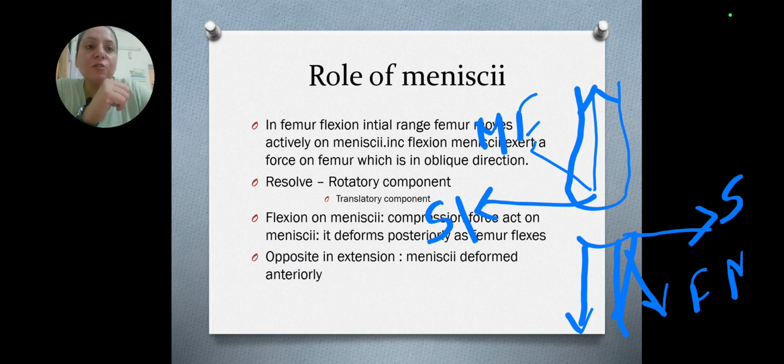So if we resolve these components, you will come to know it is oblique direction. That is the orientation of the force exerted by the menisci on the femur during flexion activity, which is oblique in nature. So we have to resolve it into two components, and when we do this we see that during flexion the compressional forces deform the posterior surface of the menisci. That is, whenever the flexion of the femur takes place on the menisci, the posterior part of the menisci is deformed, because the femur moves on the anterior part and the deformation takes place on the posterior part. This is because of the oblique orientation.